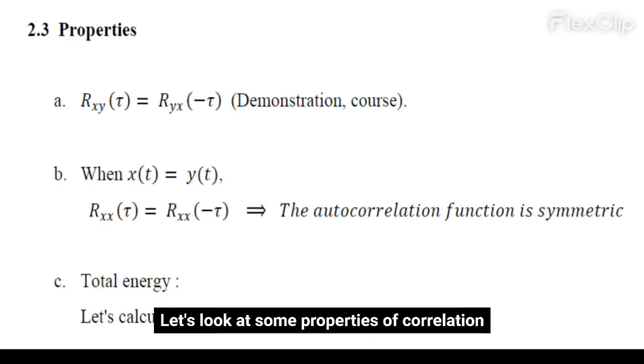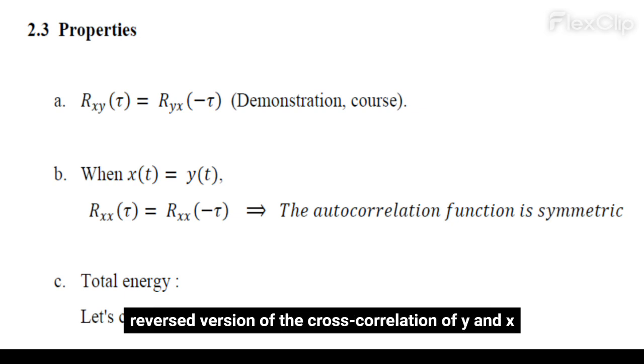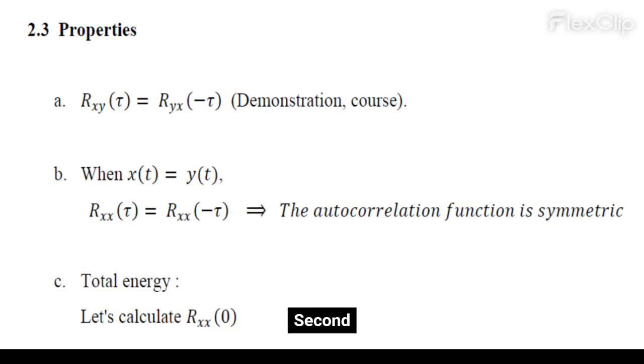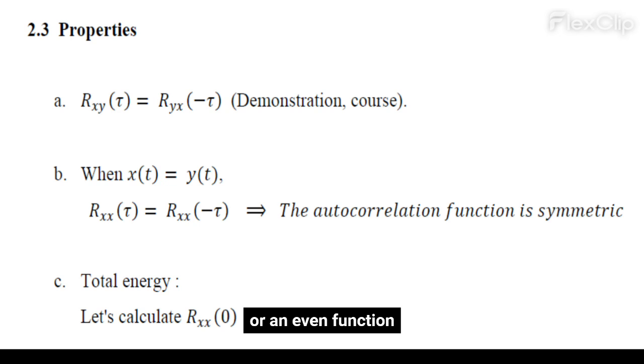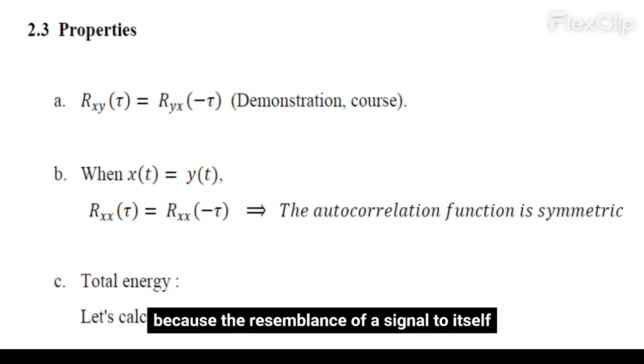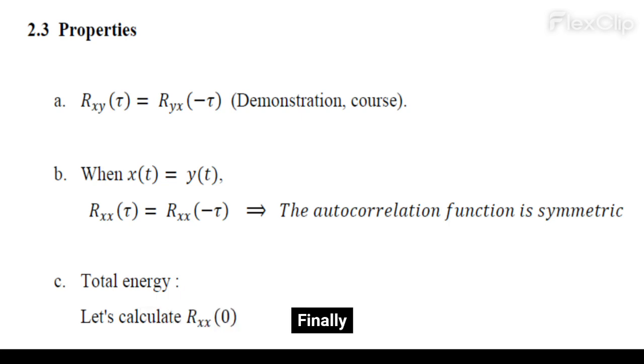Let's look at some properties of correlation. First, the cross-correlation of x and y is the time-reversed version of the cross-correlation of y and x. Second, the autocorrelation function is always symmetric, or an even function, because the resemblance of a signal to itself doesn't change whether you shift it left or right.